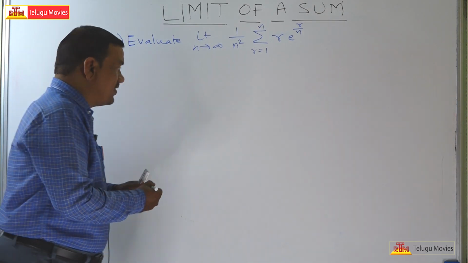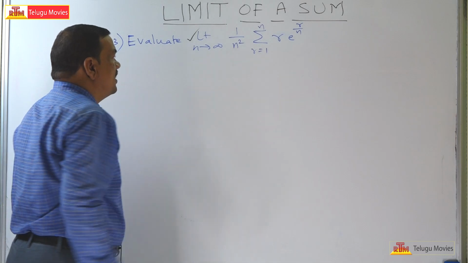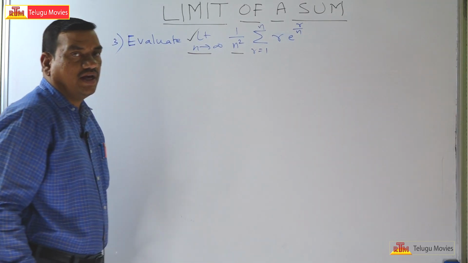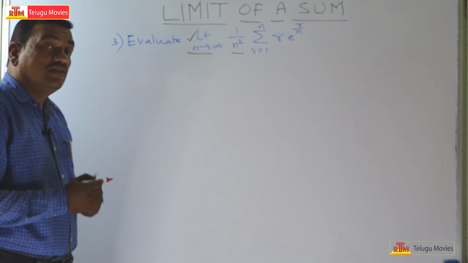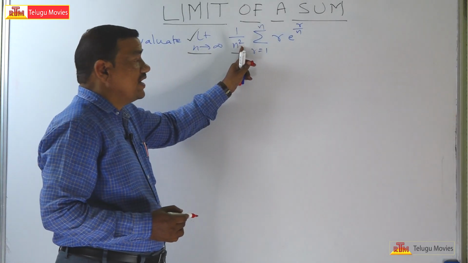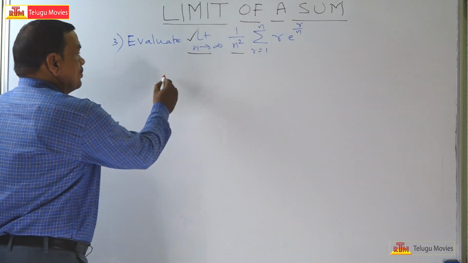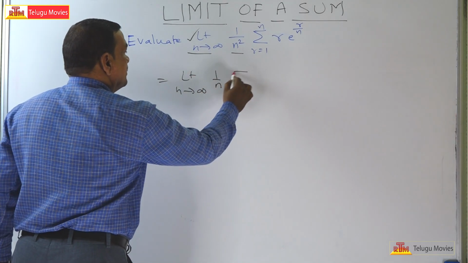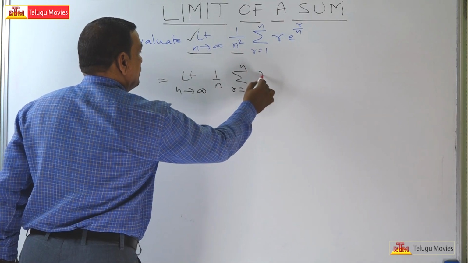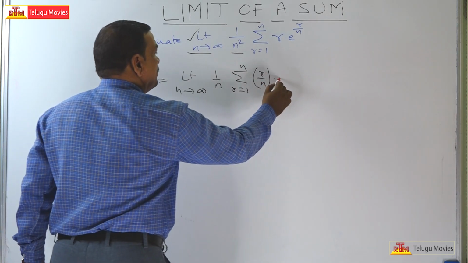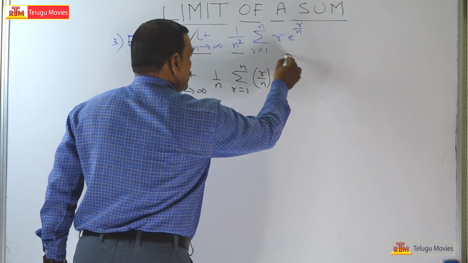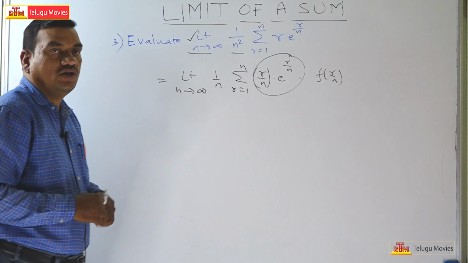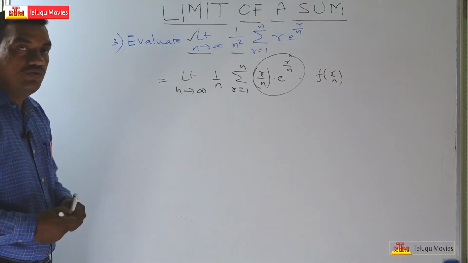See here, our format is limit n tends to infinity. Here only 1 by n should be there, but here 1 by n square is there. That is why you take 1 by n inside. So this is equal to limit n tends to infinity 1 by n sigma r runs from 1 to n, r by n into e to the power of r by n. So this is a function of r by n. Understand this? Now how will the problem become?